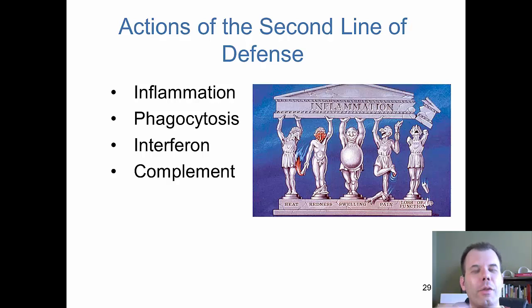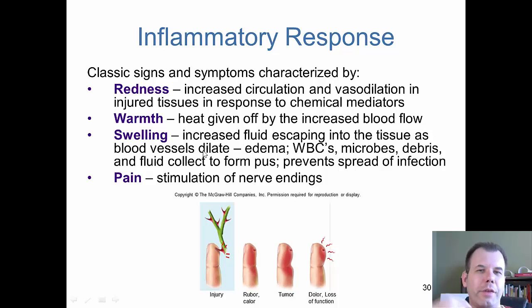Okay, so for the rest of the lecture, we're going to spend some time talking about how the white blood cells do what they do. We're going to look at inflammation, phagocytosis, interferon, and complement. Those four things are basically how the white blood cells do what they do. The first one is inflammation. Inflammation is a response whenever anything gets in and your white blood cells attack. So think of this as the innate immune response. This is a response that takes place. These are the classical signs.